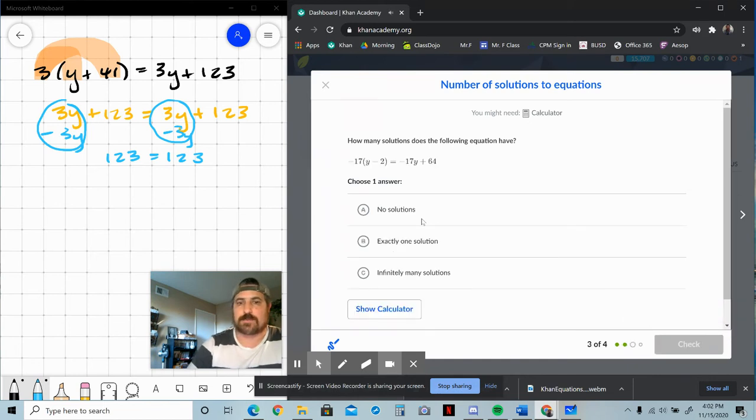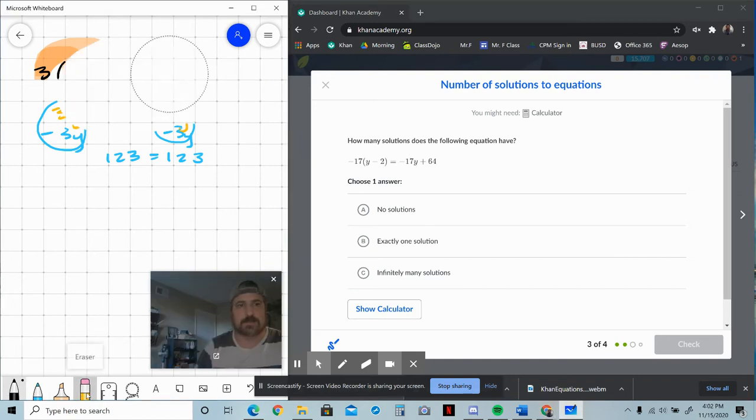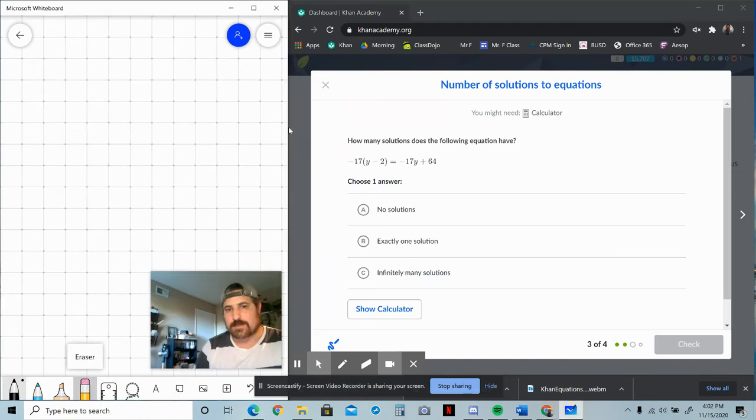All right, next up. Okay, this one. I think you guys are getting the idea, right? So I'm going to be a little quicker on this one, okay? So this is negative 17y plus 34. Well, that's negative 17y plus 34. Is that the same as negative 17y plus 64? No. Notice the negative 17y is the same, right? Negative 17y and then plus 34.